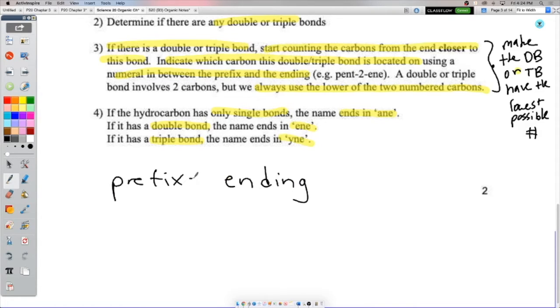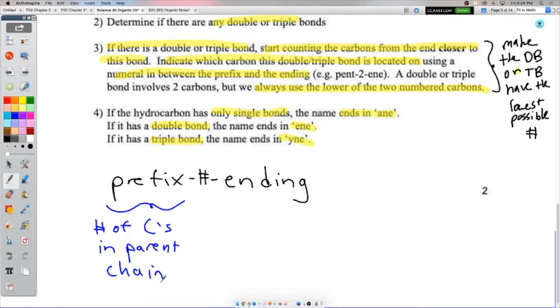And sometimes we have a blank blank number, okay? So prefix, what information does that give us? That just tells us the number of carbons in what we call the parent chain, okay? It just means the big, long, continuous chain of carbons, okay? What does the ending tell us? It tells us single, double, or triple bonds.